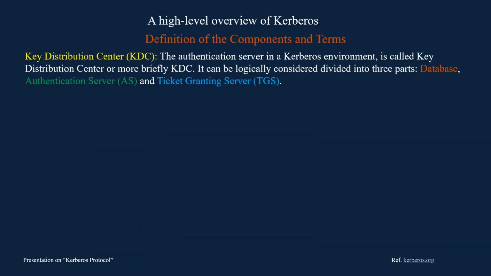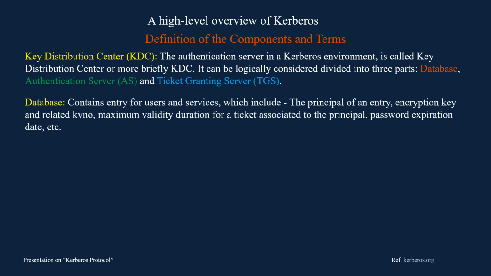The authentication server in the Kerberos environment is called the Key Distribution Center, or in short, KDC. It is logically considered divided into three parts: the database, the authentication server, and the ticket granting server, or TGS. The database contains entries for the users and services, which include the principal, an entry encryption technology and related KVNO, maximum validity duration for a ticket associated to the principal, password expiration date, etc.